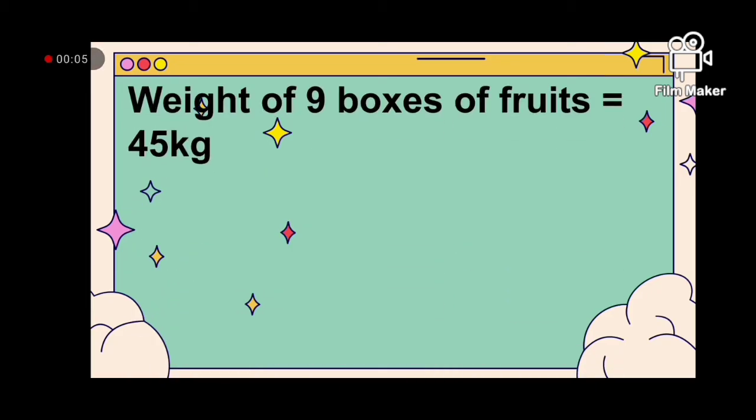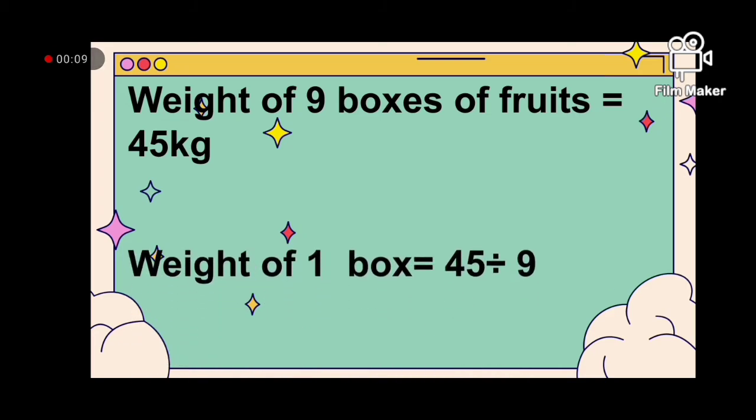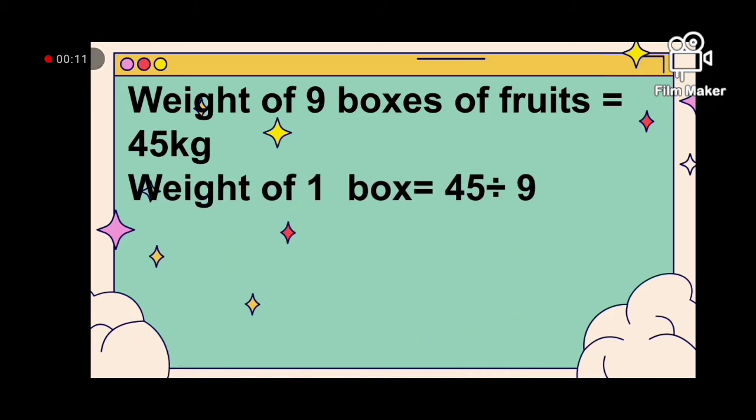Now the weight of 9 boxes of fruit is equal to 45 kg. Now the weight of 1 box is equal to 45 divided by 9. To find out the weight of a unit item, we have to divide. 45 divided by 9 is equal to 5 kg. Now the weight of 1 box is equal to 5 kg.